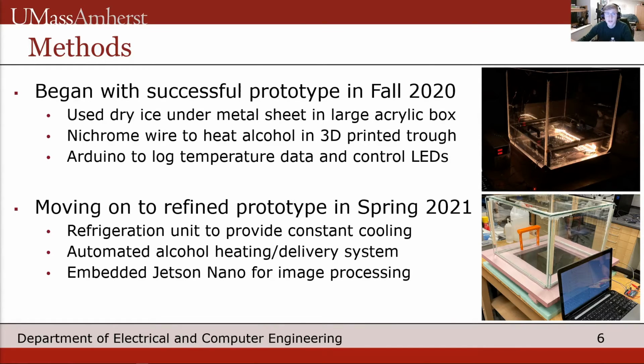We had an Arduino reading off the temperatures of the alcohol and the floor plate, and also controlling a strip of LEDs. And really the only purpose of this chamber was to give us some information about what conditions make the best tracks, and also give us some real videos of tracks that we could begin to analyze. Now, in spring 2021, we've moved on to a refined version, and this version has a refrigeration unit instead of dry ice so that it can run for much longer. We're also planning on pumping warm alcohol up through the chamber to control the amount of vapor in the chamber at any given time, and we've begun programming an NVIDIA Jetson Nano for image processing, which I'll discuss later.